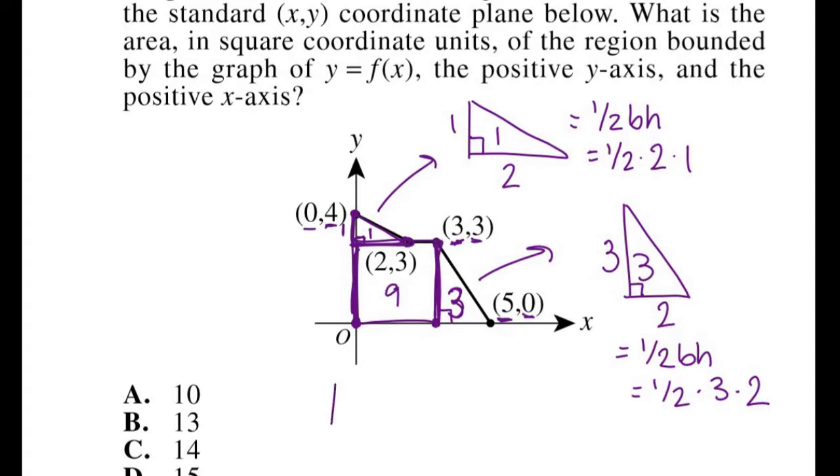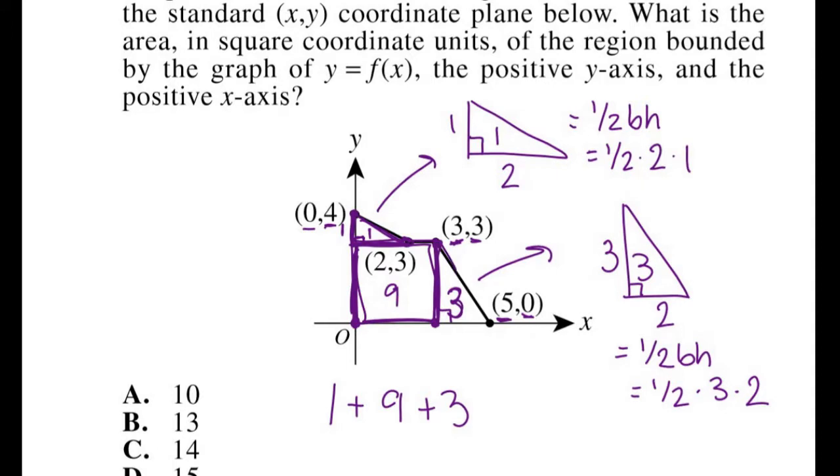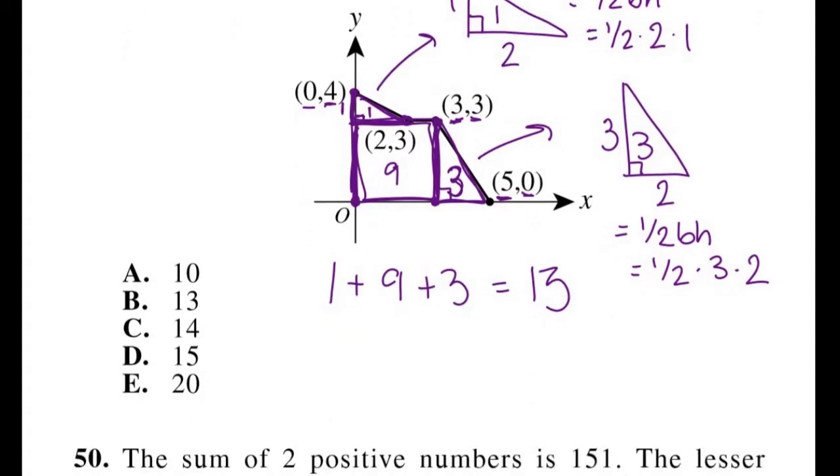Now we add up all of our individual areas. 1 for this small triangle, 9 for that square, and 3 for this final triangle. So 1 plus 9 plus 3 equals 13. Which of our answer choices matches? B. The area under the graph is 13, telling us that the answer for number 49 is B.